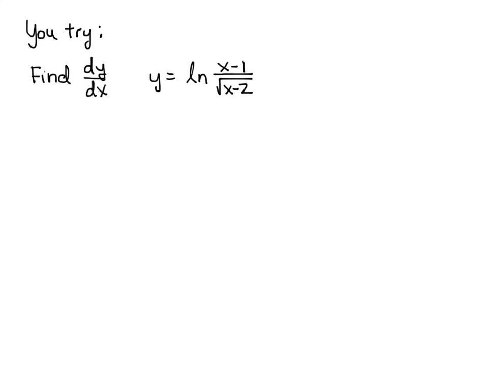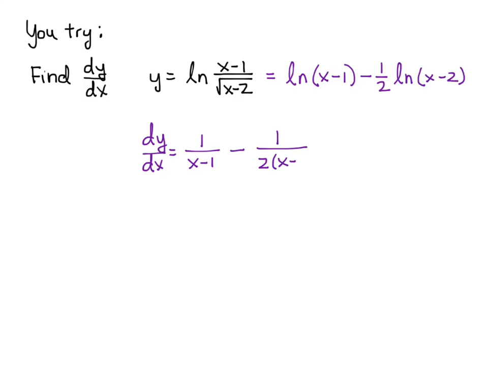Okay, so I'd like you to try this one. Find the derivative of this. Okay, use that same technique. Don't try using the quotient rule after you've done the chain rule. Okay, so let's first rewrite it. And now we'll take the derivative. Okay, and we'll call that done.